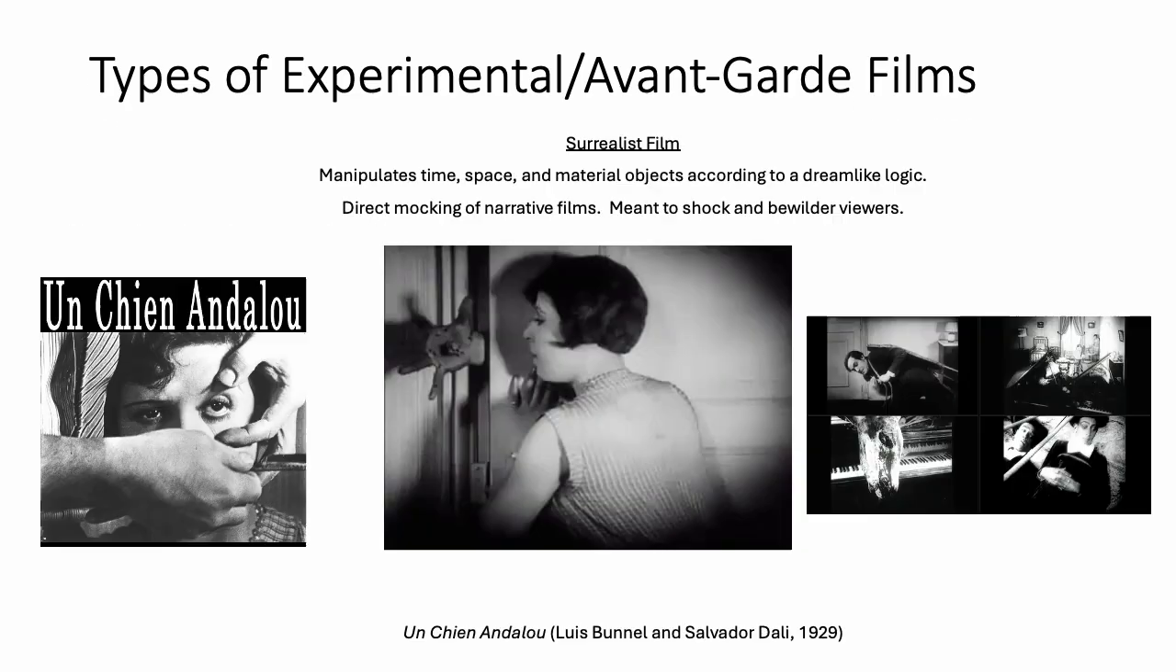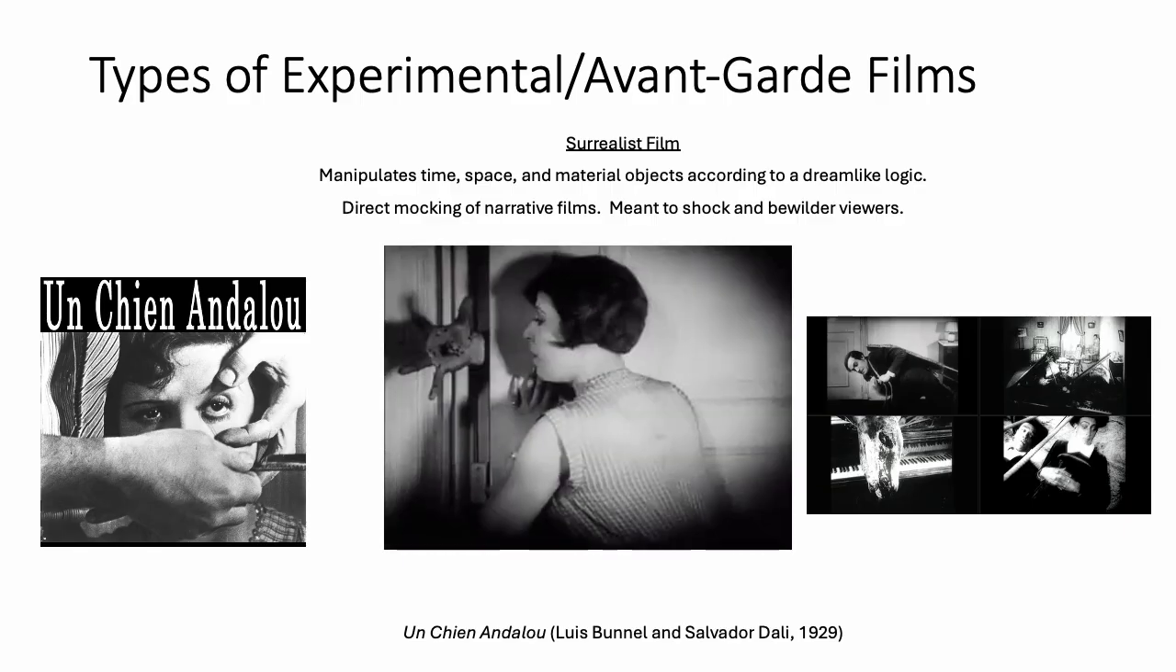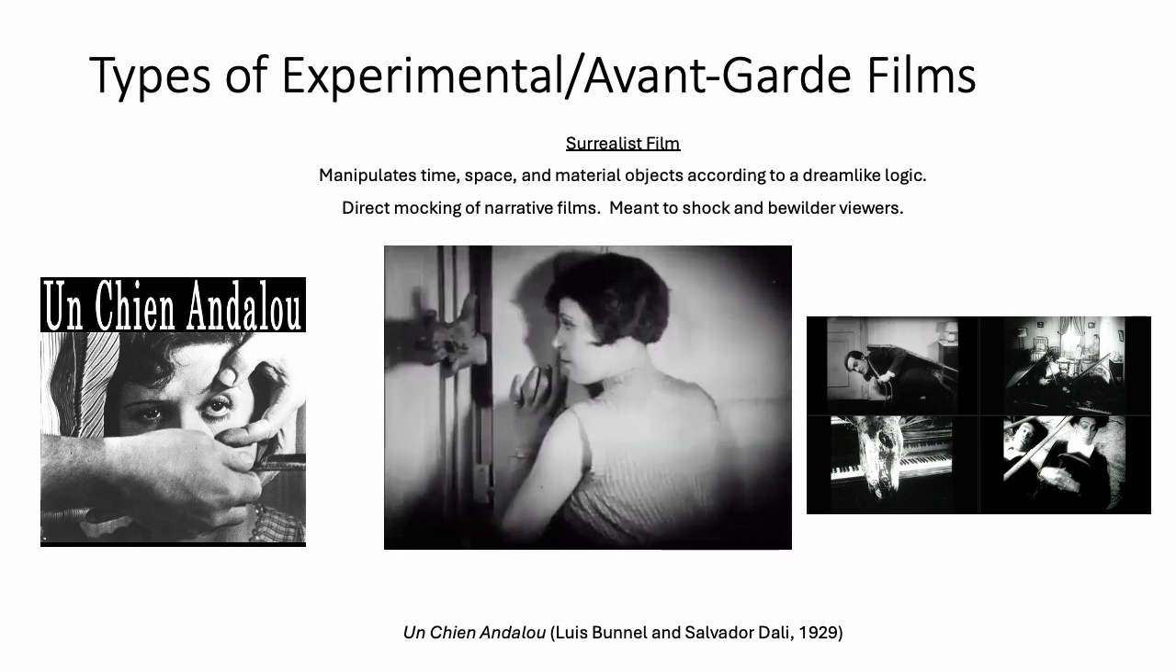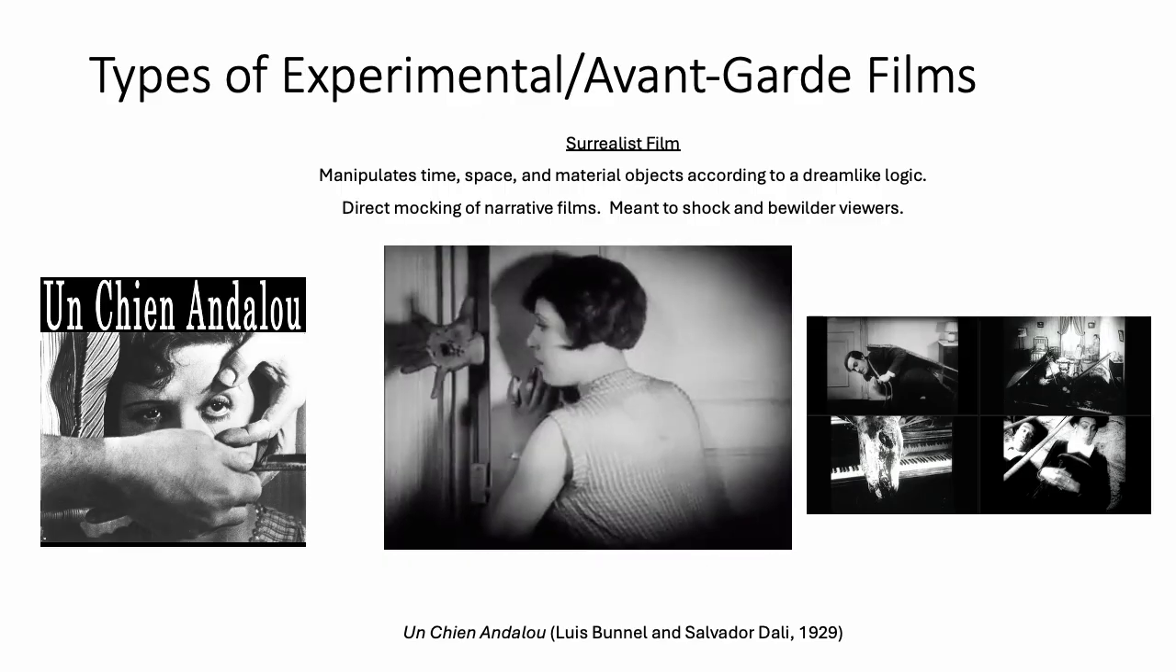The surrealist film is characterized by how it manipulates time, space, and material objects according to a dreamlike logic. It often involves direct mocking of narrative films and is meant to shock and bewilder viewers. An example of this is the classic Un Chien Andalou by Luis Buñuel and Salvador Dali in 1929.